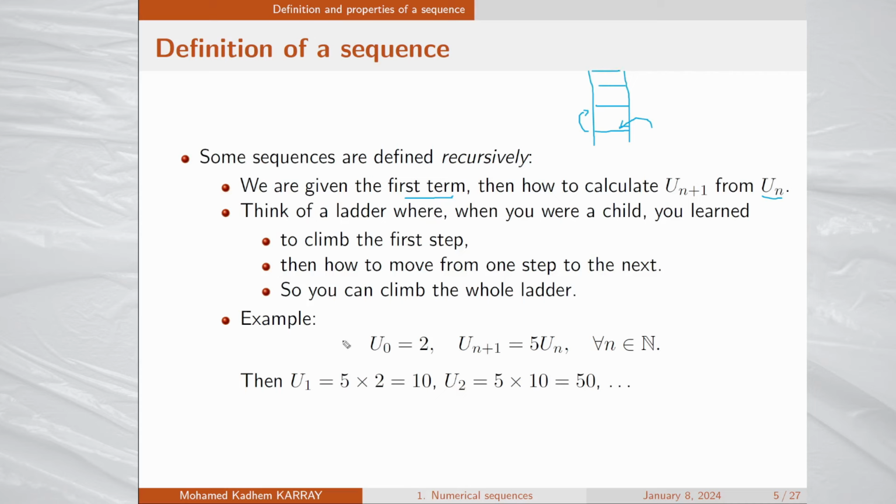Here's an example. We are giving the first term of the sequence, which is this one, and then we are given also the relation between un and un plus 1, which is this relation. So if they ask us how to calculate u1, it will be 5 multiplied by u0, which is 2, and this gives the value 10. We can also calculate u2 by the same rule here, 5 multiplied by u1, which gives 50.